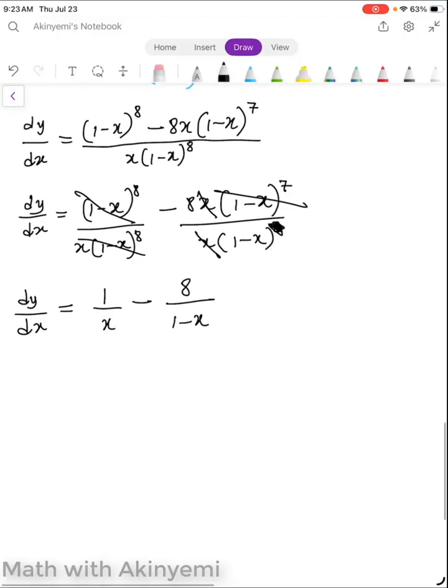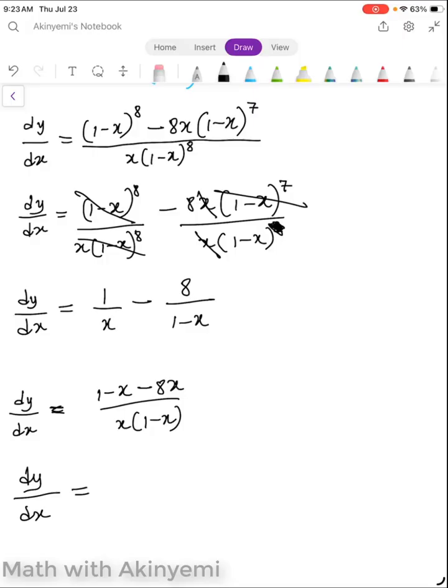We can also leave it like this, or we can still go further. dy over dx equals, we can take the LCM, x into 1 minus x. This here is going to give us 1 minus x. This here is going to give us minus, this here is going to be x, so minus 8x. dy over dx equals 1 minus 9x, that is 1 minus x minus 8x, over x into bracket 1 minus x. Yeah, we are good. Great.